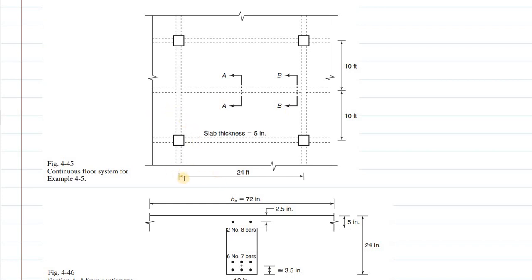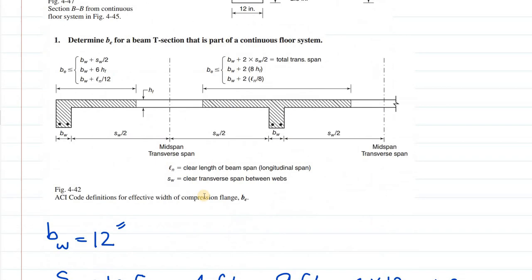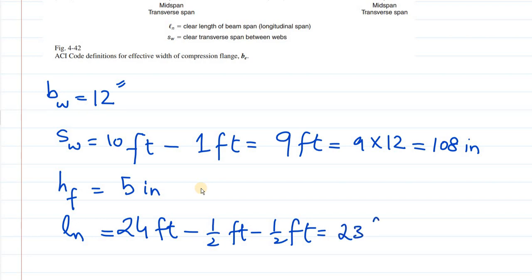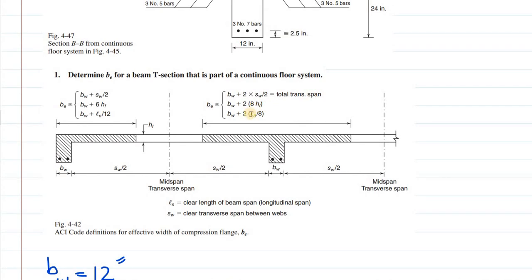wide beam. So the center to center is 24 feet, and the clear distance will be 24 feet minus half a foot on this side and half a foot on this side, so you will be getting 23 feet. So LN is 23 feet. That makes 23 times 12, which is 276 inches.